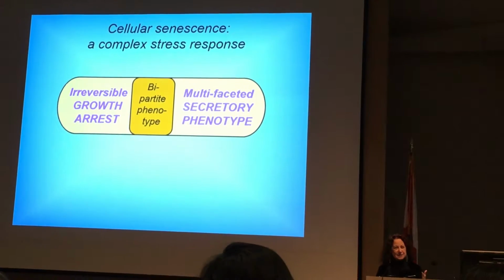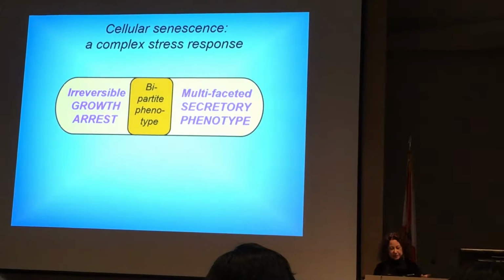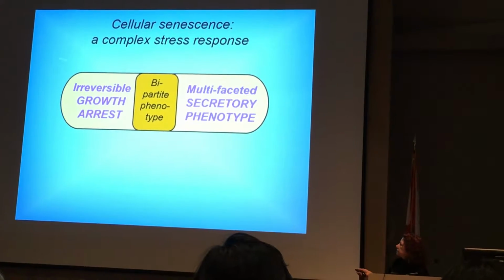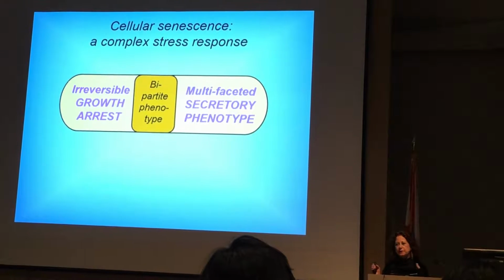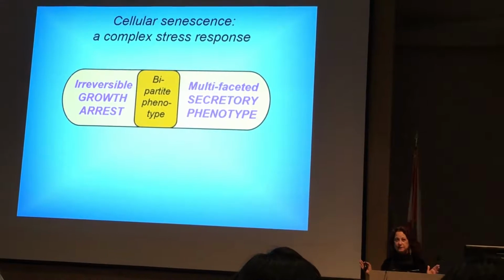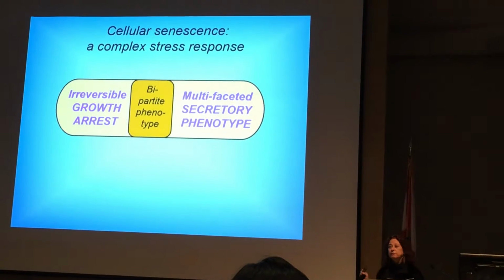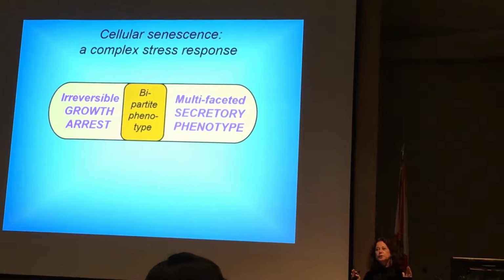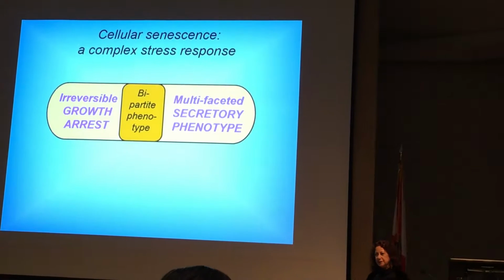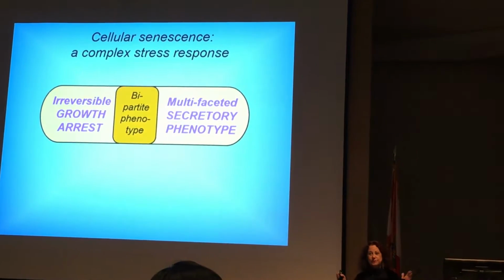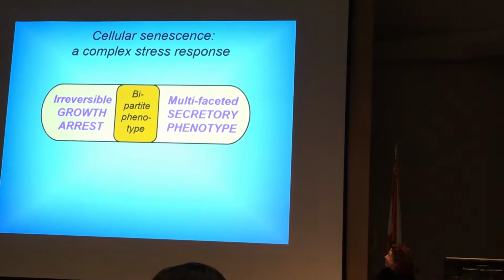But as other people have shown, and as Jim has shown, it has this bipartite phenotype. We haven't talked much about the growth arrest, but I want to emphasize there's 20 years of data that indicate that this growth arrest is crucial for preventing cancer. So the thing we don't want to do is prevent cells from undergoing senescence. We know what happens. Animals and people die a terrible death due to cancer.